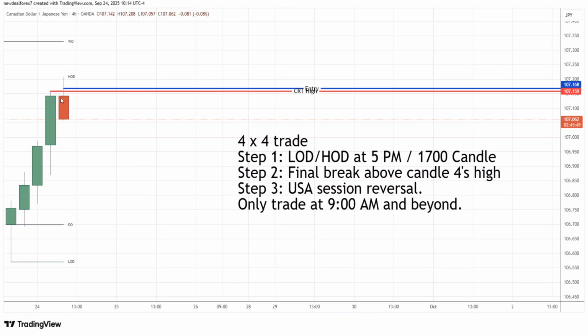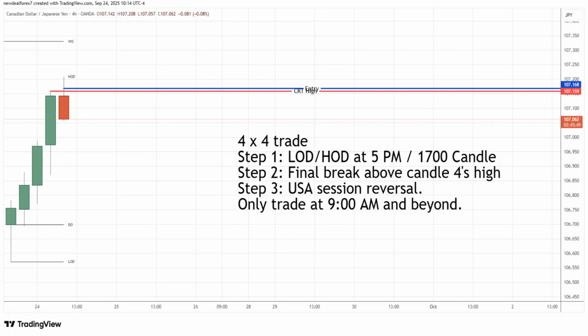The USA session, as far as this pattern is concerned, starts at 9 a.m. Eastern Standard Time. That's when you start trading. Your trading window for this pattern is from 9 a.m. to 1 p.m. Eastern Standard Time. It's a 4-hour window that this pattern must play out. If it doesn't play out in that time frame, it's null and void.